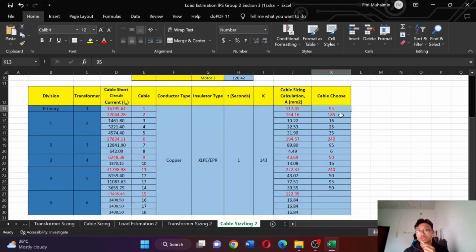So for transformer 1, we choose 95 mm squared. Transformer 2, 185 mm. Transformer 3, 240. Transformer 4, we choose 50 mm. And the last one we choose 240. These are for the load, and these are for the transformer. So basically, we choose a cable size higher than the A that we get from the cable sizing calculation.